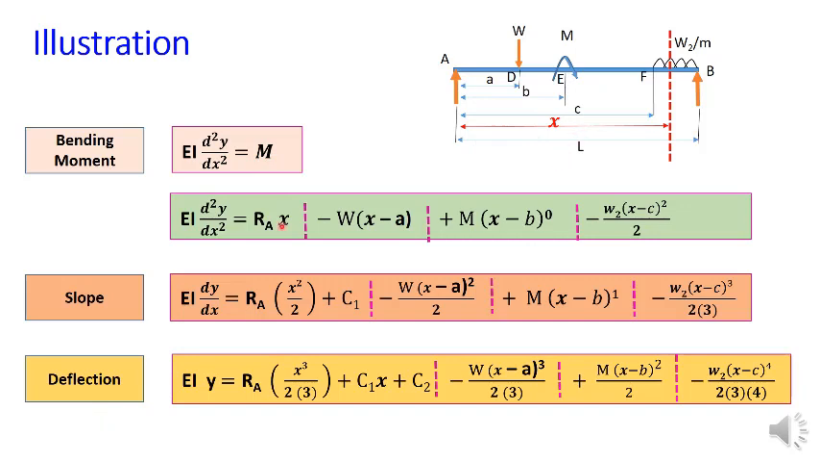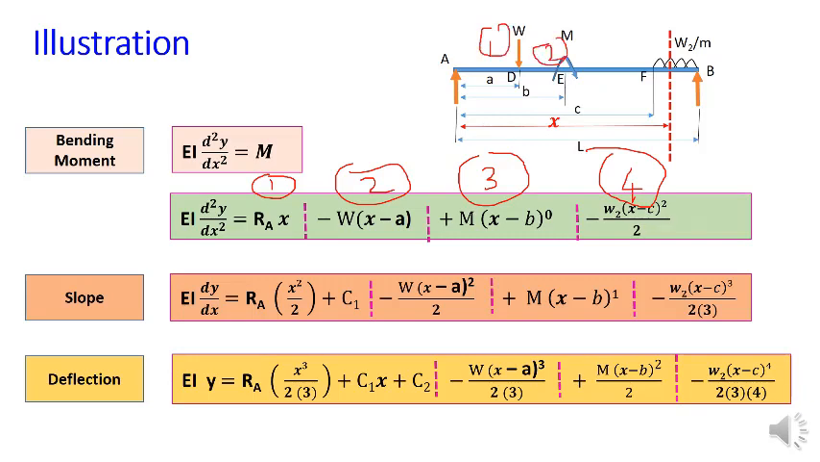Now you need to write the equation, this EI into d square y by dx square. So you have 4 compartments. This is 1, this is 2, this is 3, and this one is 4. FB is 4. Totally you have 4 compartments. I have drawn the x value in the last portion FB, the 4th portion.